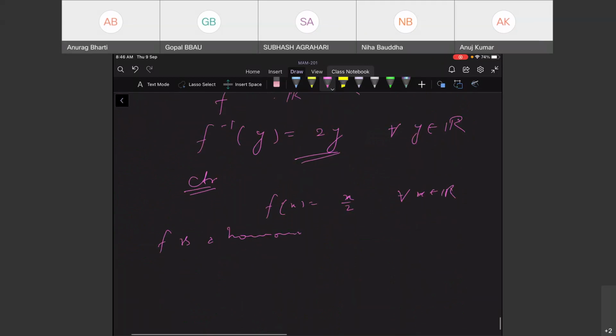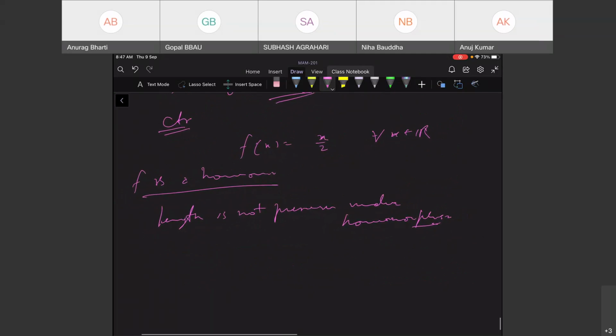And we have seen that length is not preserved under homeomorphism. So the notion in which length is preserved is called isometry. You must have seen this in your metric space course. Have you seen this? Have you studied isometry?